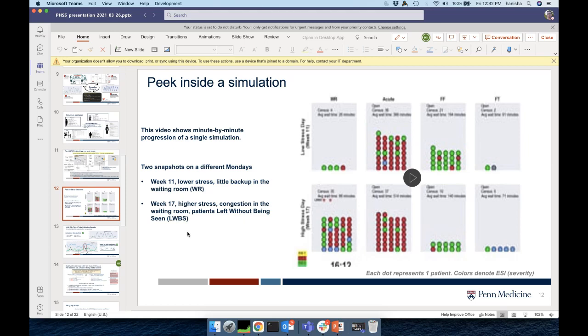Okay, so what I'm showing you is a video of two different snapshots of a simulation. One of a single simulation, one taken at week 11 of 52 weeks of virtual ED. I took a snapshot at week 11 and a snapshot at week 17. The data is all real data from the simulation, and I was able to turn it into a graphic that just showed patients moving around. So let me just play that.